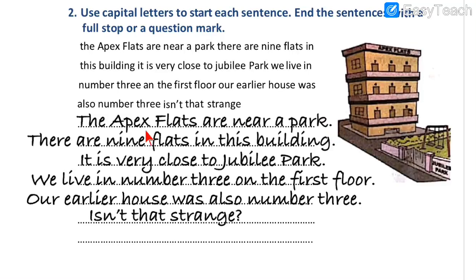The apex flats are near a park, T capital. There are 9 flats in this building, again T capital. It is very close to Jubilee Park, I capital, J capital, P capital. We live in number 3 on the first floor, again W capital, and here is a full stop. Isn't that strange? Our earlier house was also number 3. Here O is capital, here is a full stop, here I is capital, and here is a question mark. So this is how we use punctuation marks in the sentences.